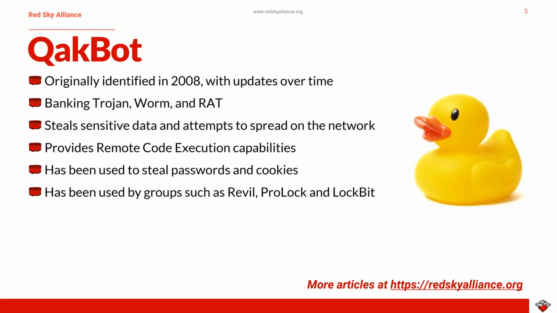QakBot was first observed in 2008. While it was originally a banking Trojan, it has evolved over time to include gaining access, dropping additional malwares, and performing other data stealing, ransomware, and malicious activities across the network. In the past, this has been used to provide remote code execution, steal user passwords, and steal user cookies. QakBot has also been prevalent in campaigns orchestrated by large threat actors.